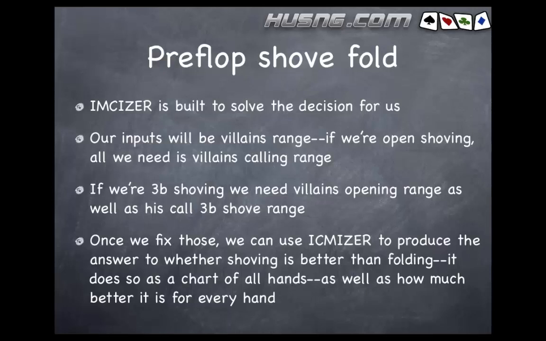If we're looking at open shoving, all we need to do is input villain's calling range. If we're 3-bet shoving, we need two things. We need villain's opening range as well as his 3-bet range. Once we fix those things, we can use Icmizer to produce the answer as to whether shoving is better than folding. The answer is in the form of a chart of all the hands that you consider doing this for.